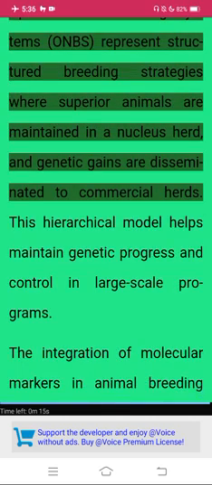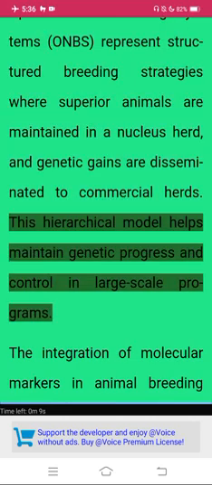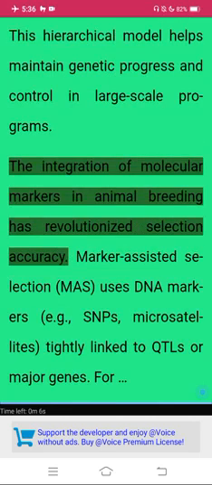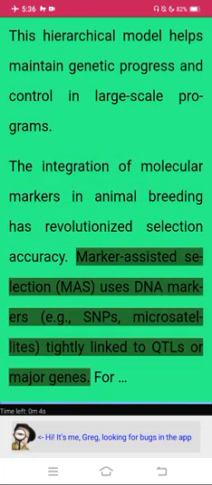Open nucleus breeding systems (ONBS) represent structured breeding strategies where superior animals are maintained in a nucleus herd and genetic gains are disseminated to commercial herds. This hierarchical model helps maintain genetic progress and control in large-scale programs. The integration of molecular markers in animal breeding has revolutionized selection accuracy. Marker-assisted selection (MAS) uses DNA markers, e.g., SNPs, microsatellites, tightly linked to QTLs or major genes.